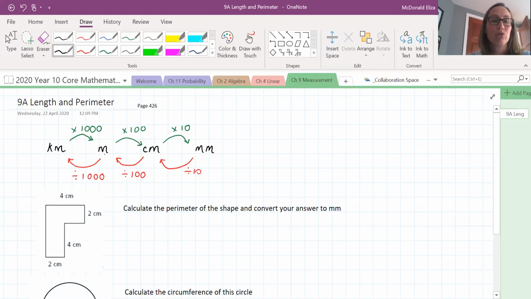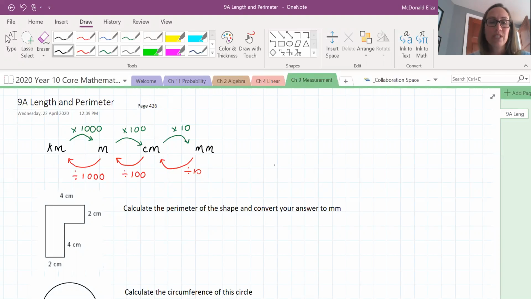In kilometres, you multiply by 1,000 to get the answer in metres, by 100 to get centimetres, by 10 to get millimetres. And vice versa, if you're in millimetres and you want to go to centimetres, you need to divide by 10. Centimetres to metres, divide by 100. Metres to kilometres, divide by 1,000. You might want to pause the video now and jot that down because you may need to use it and have that in your notes.